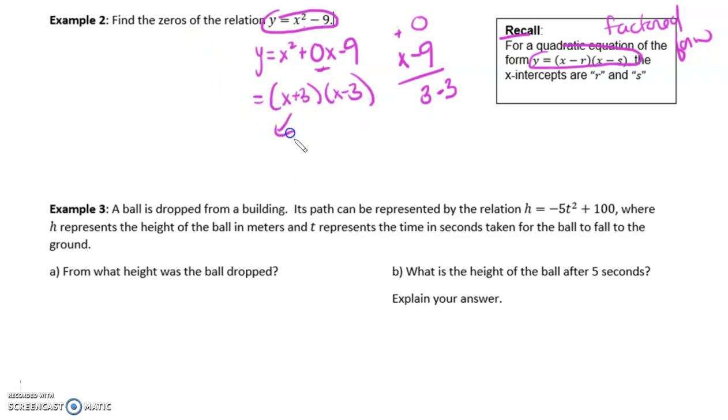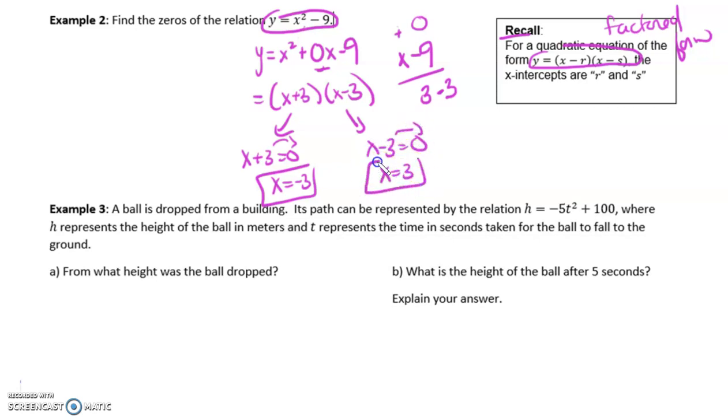Okay, so finding the zeros, we would branch these out. x plus 3 equals 0. Bring that over. x equals -3. And then x minus 3 equals 0. Bring that over. x equals 3.